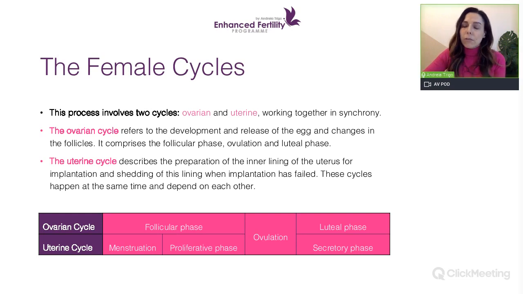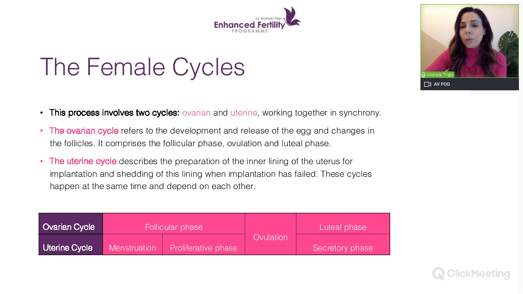We know that this process involves two cycles, the uterine cycle and the ovarian cycle. The uterine cycle refers to all the changes happening in your uterus: menstruation, which is the shedding of the uterus lining, then the proliferative phase as the uterine lining regenerates itself. Then we have ovulation, and finally the secretory phase when the uterus lining is getting ready for implantation. The ovarian cycle matches these stages, and they need to happen in synchrony.